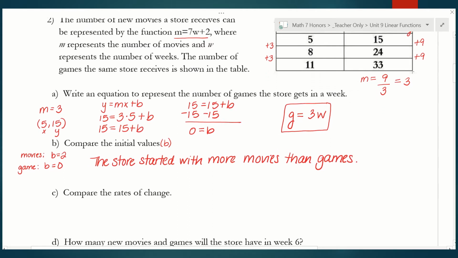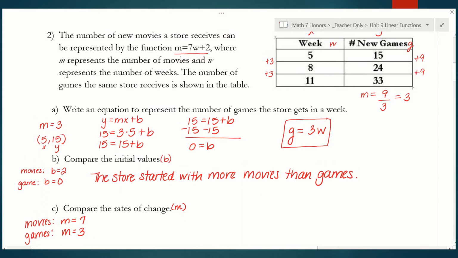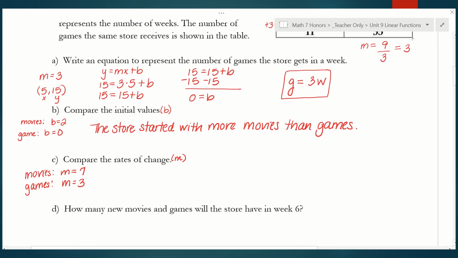Okay, to compare the rates of change. So remember, rate of change is the same as slope, which is our m. So for movies, if I go back up to my equation, my m, or my slope, was 7. And for games, we found that the slope was 3. So in the context of the problem, this means that the store was receiving 7 movies per week and 3 games per week. So a statement to compare these could be the store receives more movies per week than games.